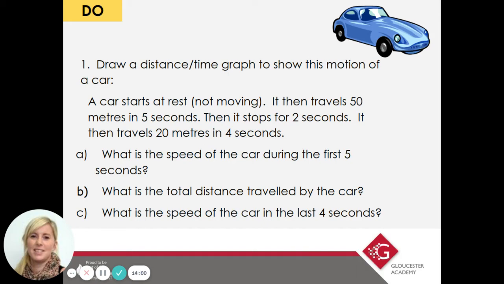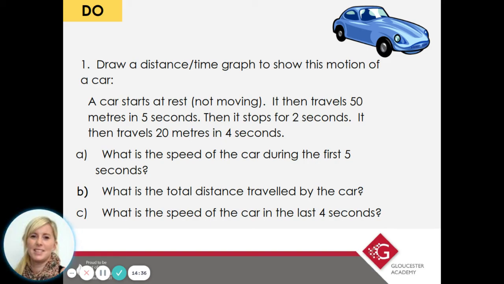Okay, so now it's time to draw your own graph. You need to get a piece of paper. If you have graph paper, that's brilliant, use it. If you don't, you'll just have to do it in your exercise book. You just go from this description. You would have time along the bottom in seconds, and then distance up the y-axis in meters. Your car starts at rest, it's not moving. It then travels 50 meters in 5 seconds. So I would go along to 5 seconds, up to 50 meters and draw a cross.